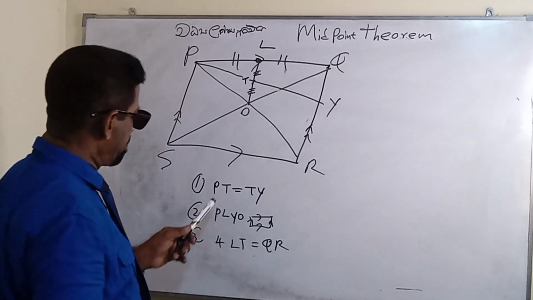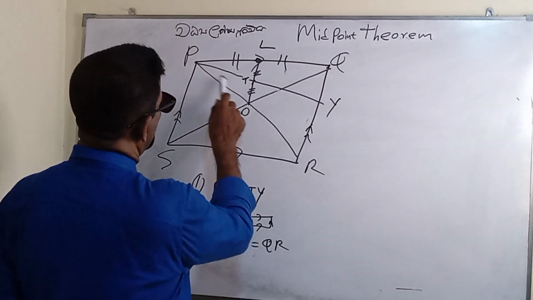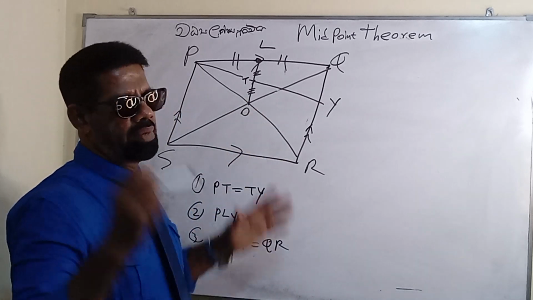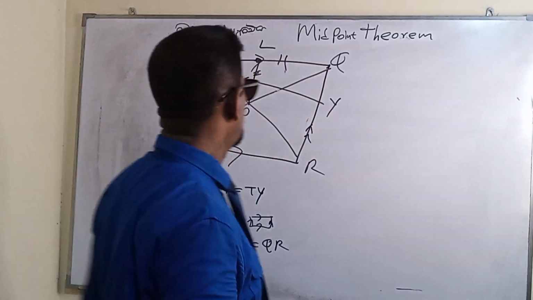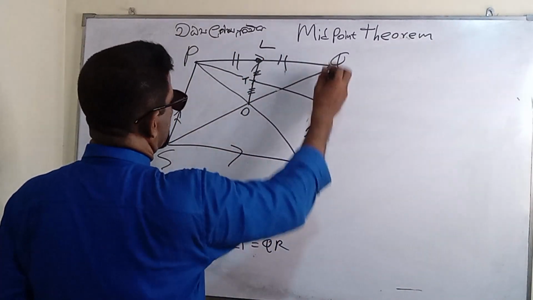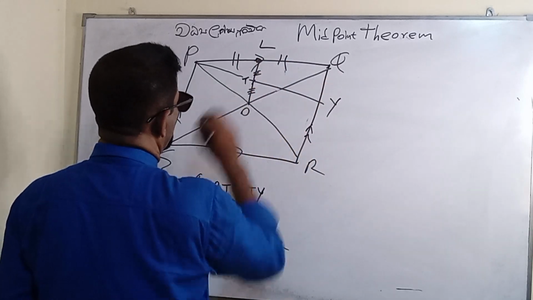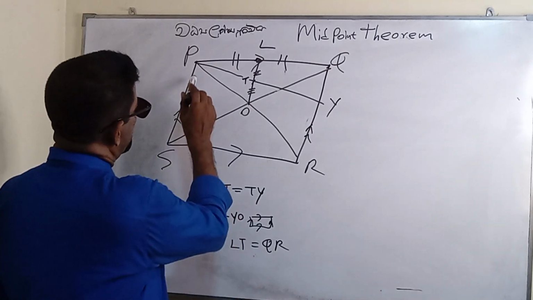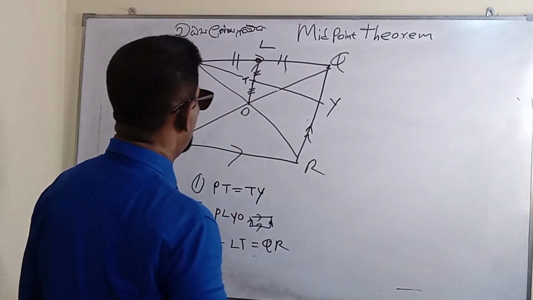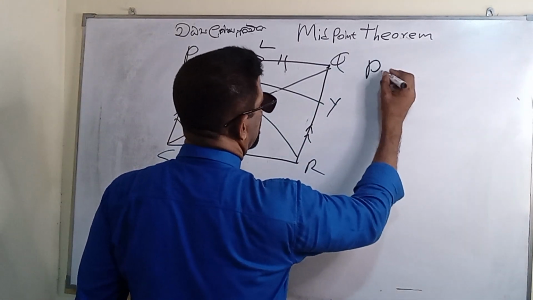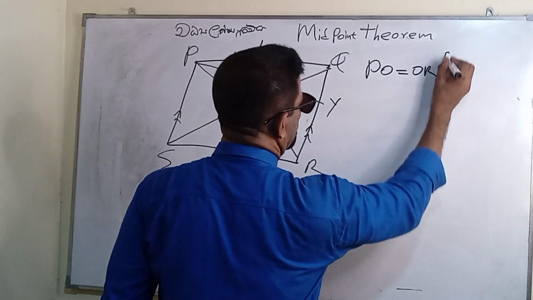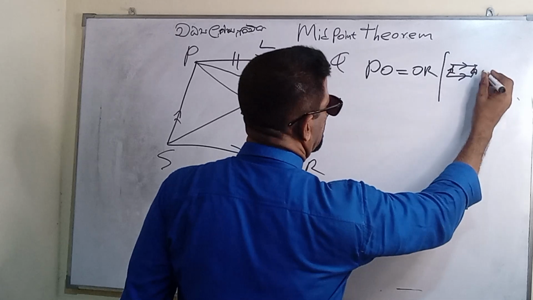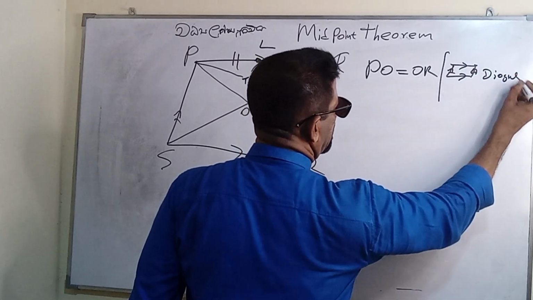First we need to prove PT equals TY. How to do this? PT equals TY means you can use the midpoint converse theorem. First, you select this whole triangle, PQR. This is a key point: parallelogram diagonals bisect each other. Then you can first write PO equals OR. Reason: parallelogram diagonals bisect each other.